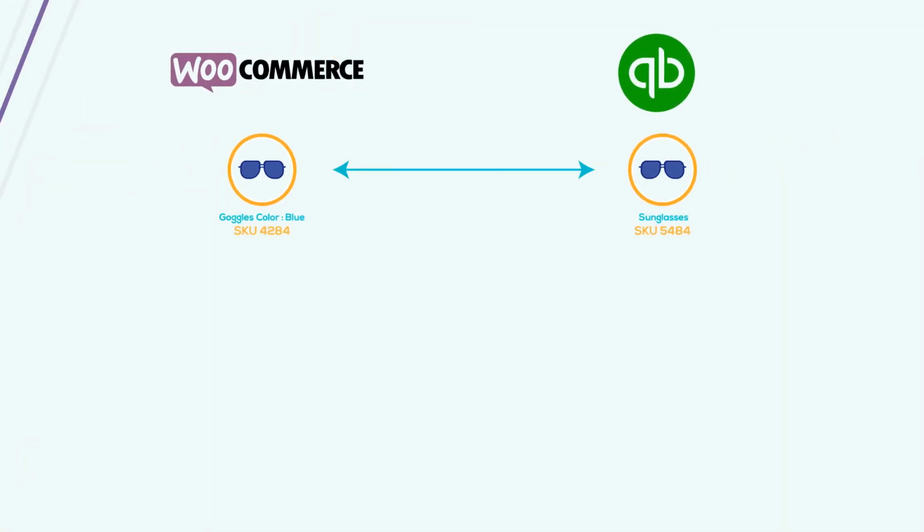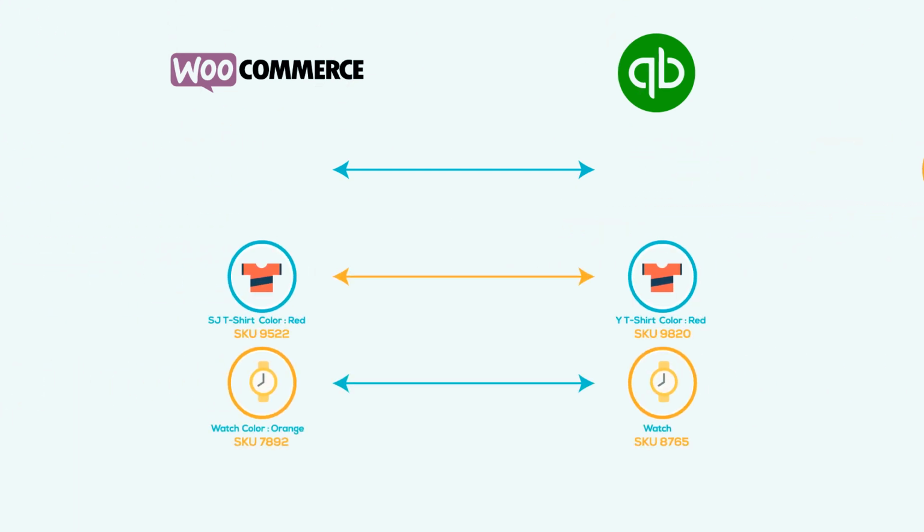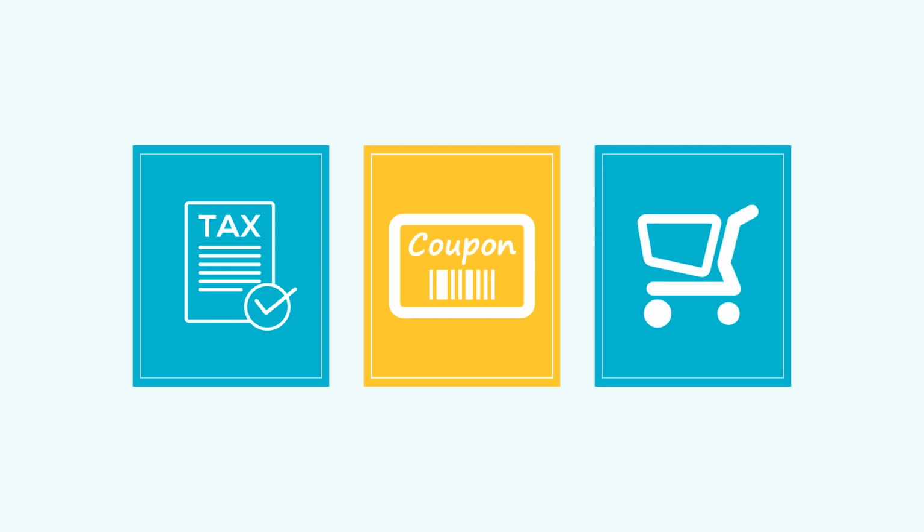Map products automatically by name or SKU, or flexibly control the mappings manually. Your customers can be automatically mapped by name or email as well. We also have full support for mapping tax classes, coupon codes, and even shipping methods.